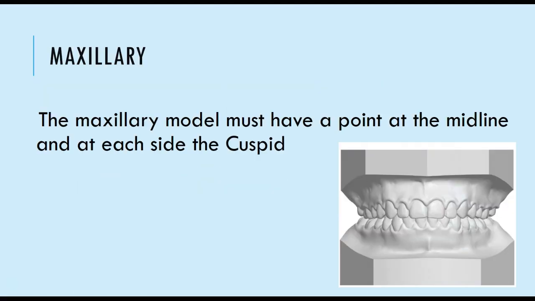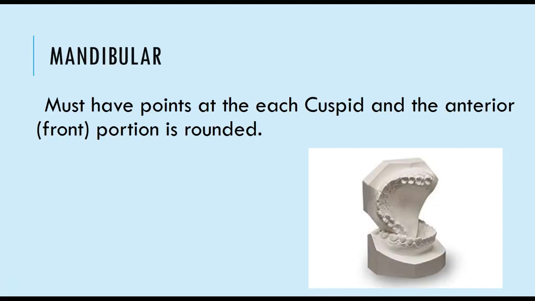Key points. The maxillary arch must have a point at the midline, and then it has points on the cuspids. Then the mandibular has points on each cuspid, but the anterior portion is rounded. So those are some of the points that we learned about study models.